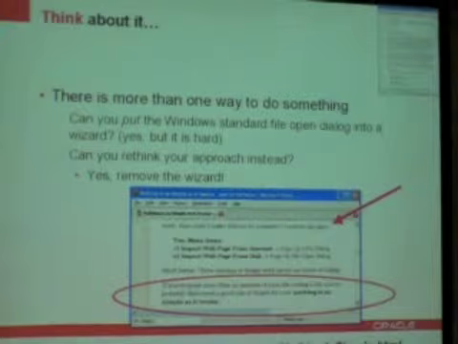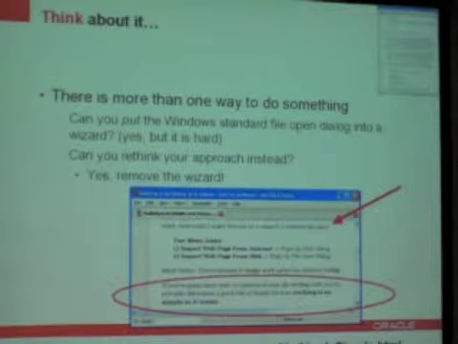Now, Joel sat down with the Windows API, the documentation, and he started to try and figure out how he could fit in a Windows standard file open dialog box in the wizard that he wanted to build in his application. And he found out that you could, but it would be very difficult. It would be hard. What a lot of developers would do at this point, what I would say most developers would do at this point, is sit down and start writing that very hard code. Why? Because somebody gave them a requirement. They said, here is the specification.